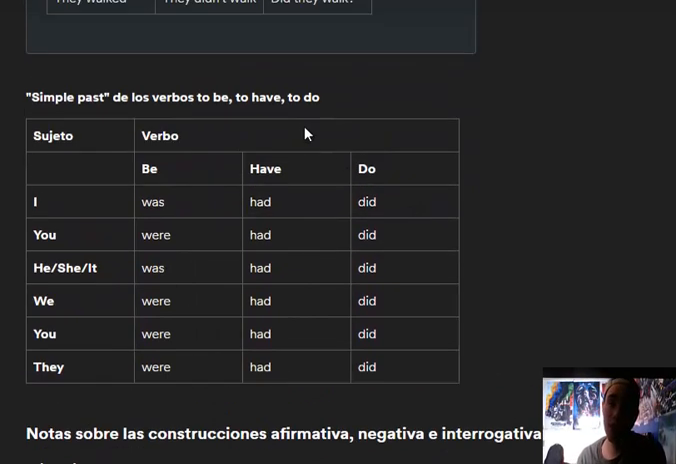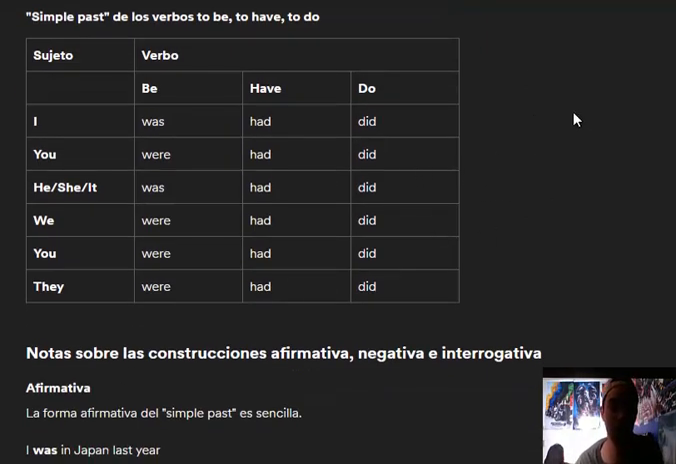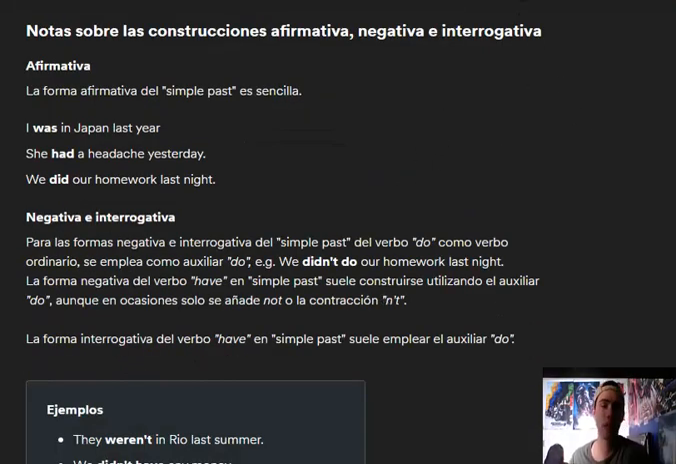And here are the examples of the verb to be in the simple past. Instead of be, we use was, were, was, and for the plural we use were. With have, we use had always, and also with do, we use did always. And how I explained it before, when we use the negative and interrogative form of the simple past, the verb do is used as an auxiliary. For example, we didn't do our homework.